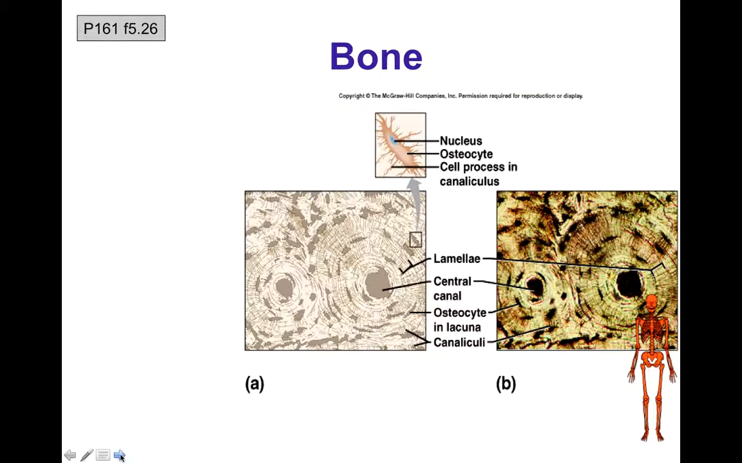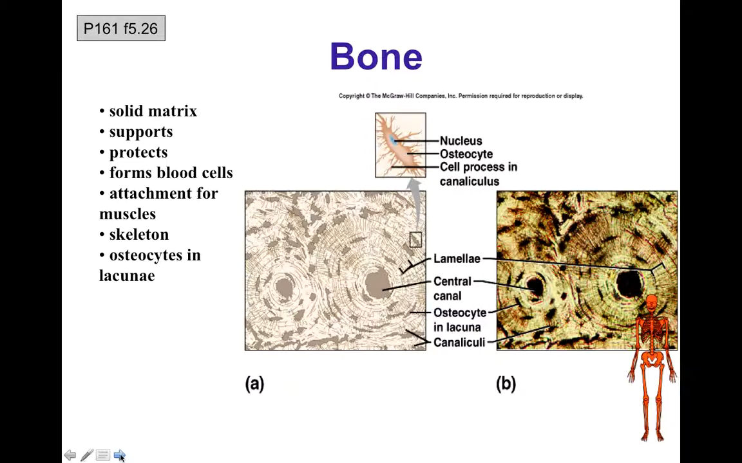Okay. Bone is a special type of connective tissue. And bone has a solid matrix. And that solid matrix is made of calcium salts, or really mineral salts. Bone supports and protects our body. It forms our skeleton and protects our vital organs from damage. Our bone marrow is also found within the bone. It gives us a place for our muscles to attach to so we can move.